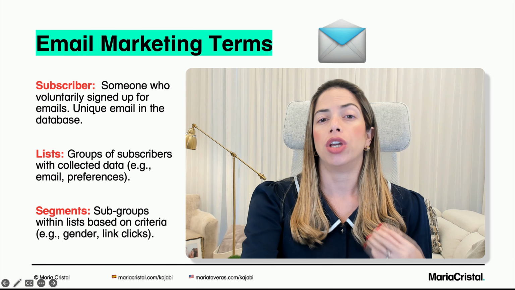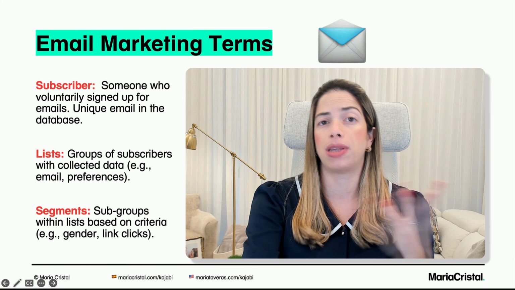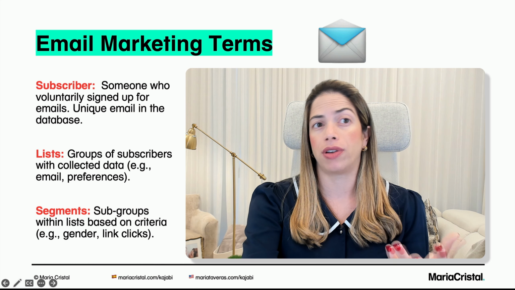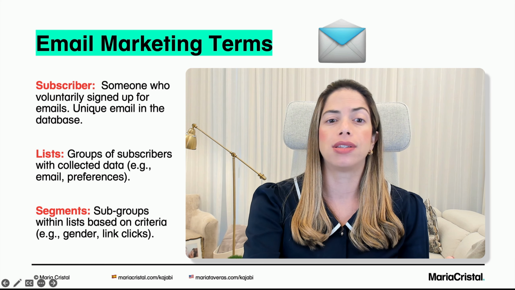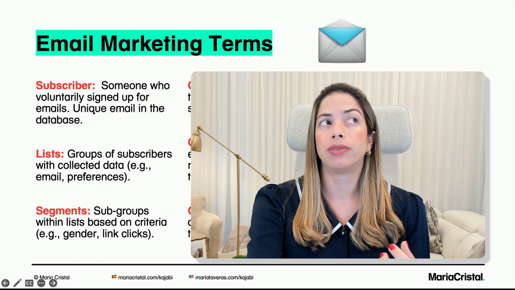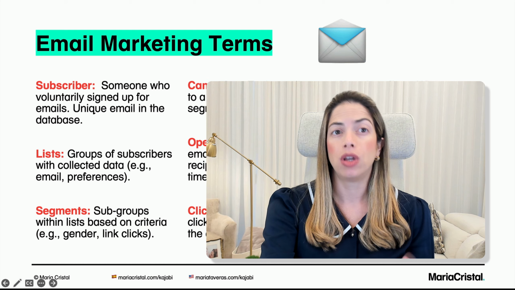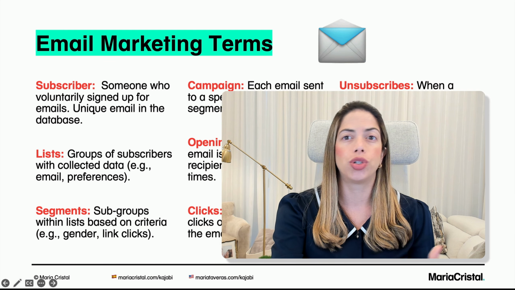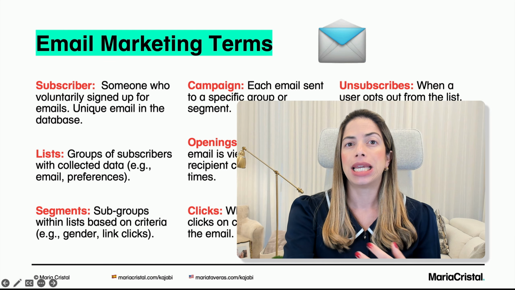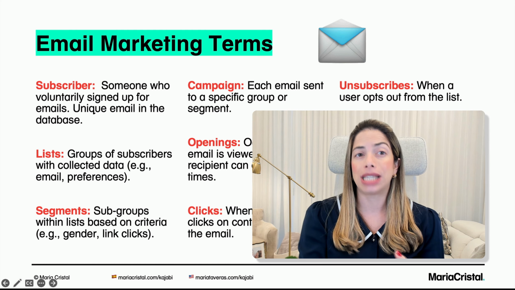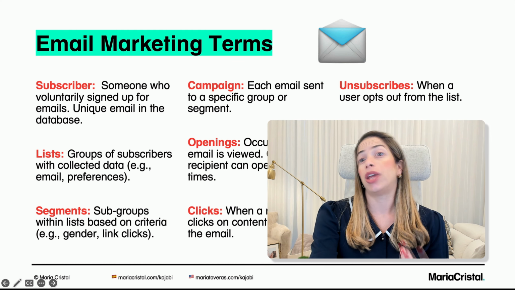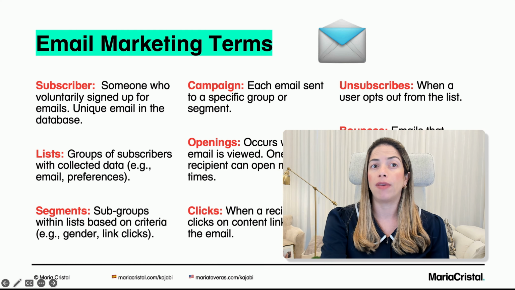So basic email marketing terms for you to understand: your subscriber, someone who opted in to receive your emails; your list, basically your database where you have your subscribers' email addresses and preferences. Segments are when you want to target specific groups, you will sort them by gender, interest, or engagement level. Campaigns is each email that we send. Openings let you know if someone opened your email, obviously.